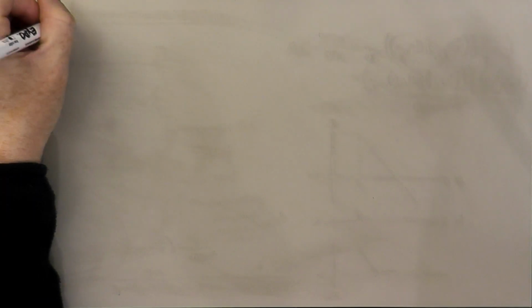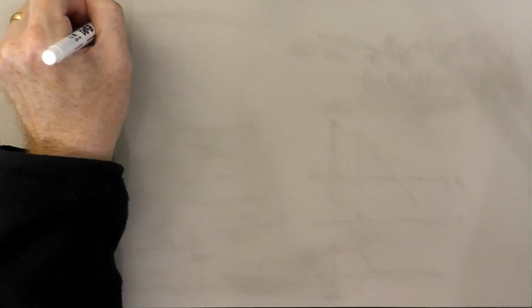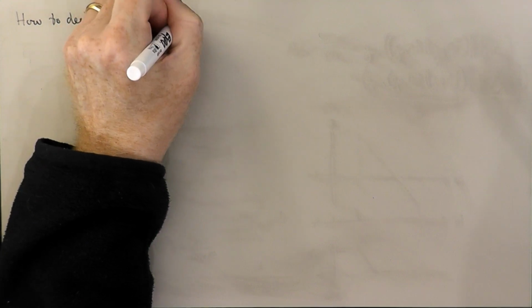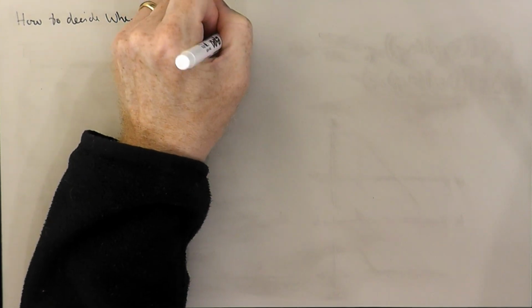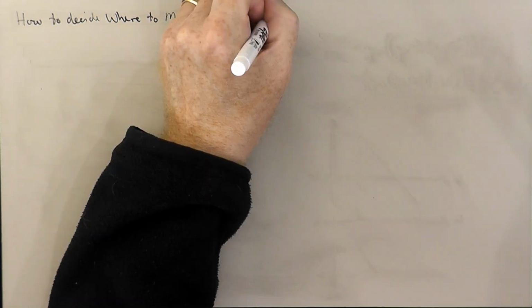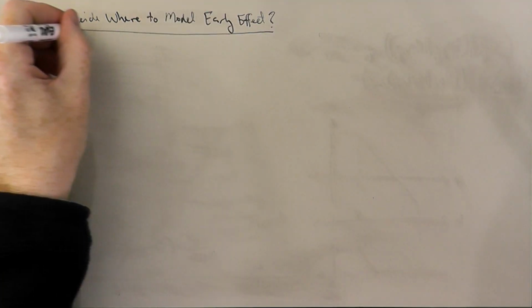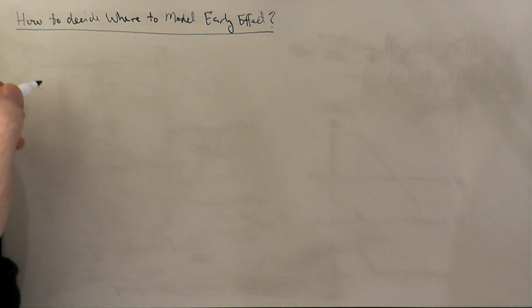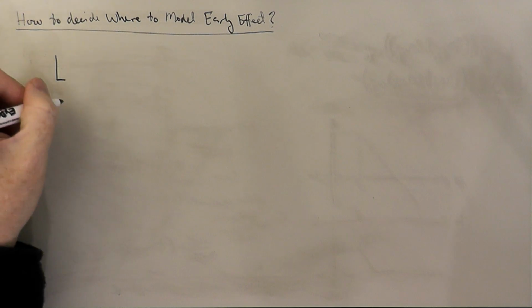So how to decide where to model early effect. Okay, this is going to be a heuristic. And the basic idea I want to illustrate with our 5 transistor diff amp.